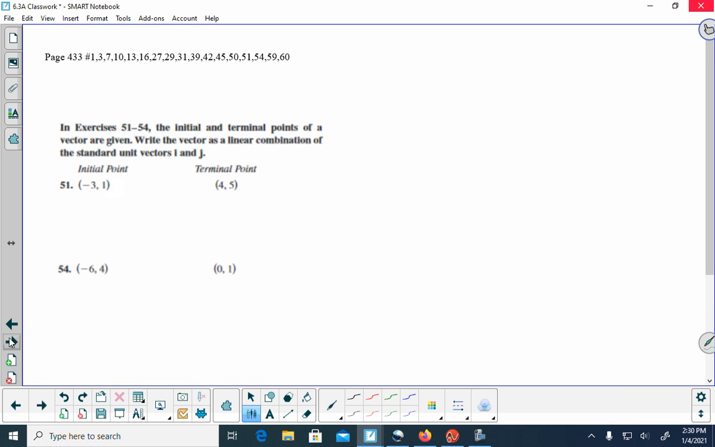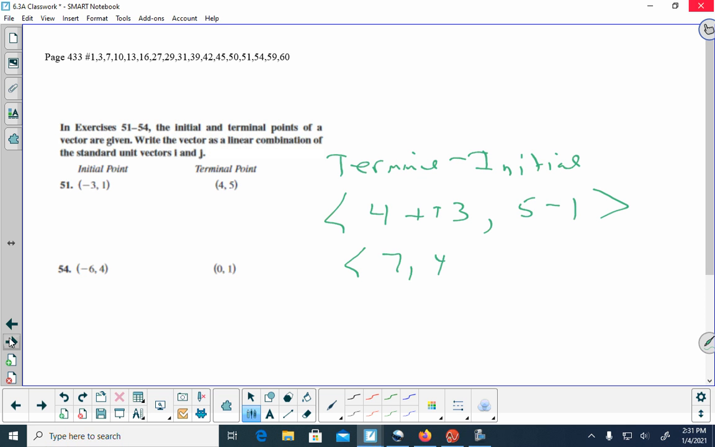Okay, the next one, it says the initial and terminal points of a vector are given. Write the vector as a linear combination of i and j. So remember to find, I'm going to put it in component form first. And to find component form, remember to always do terminal minus initial. Terminal minus initial, so I'm going to do 4 minus negative 3, and then 5 minus 1. Component form would have those brackets, so I'm going to end up with 7, 4.